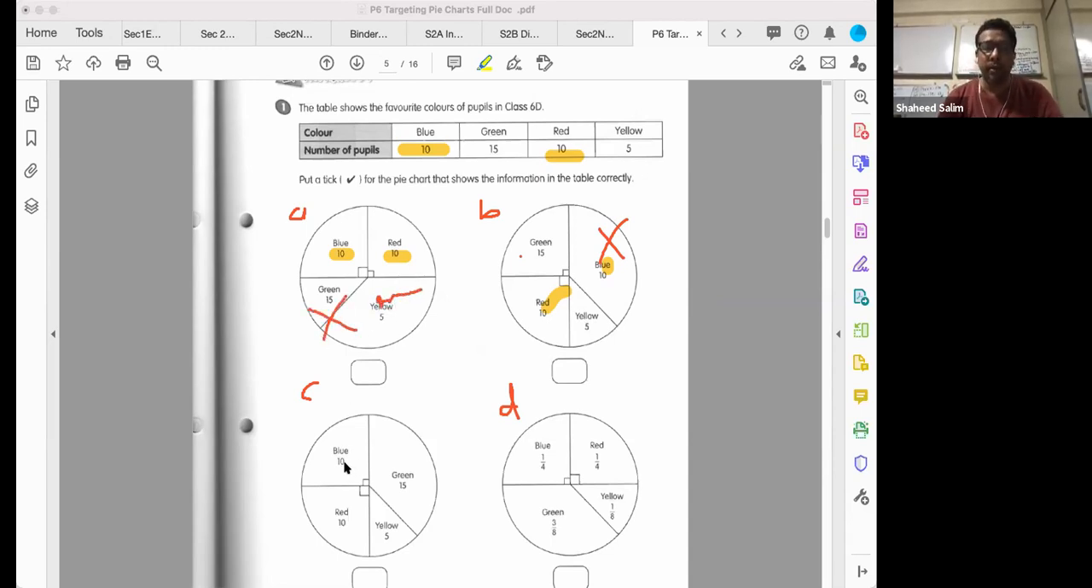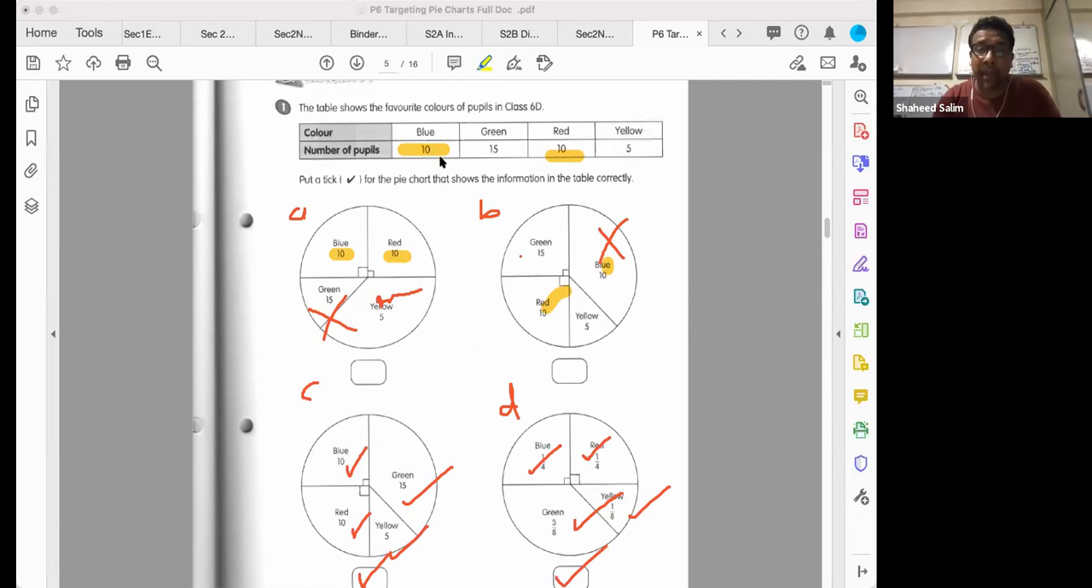Now down here, blue and red 10-10. Okay, green 15. This one, yes, possible. Yes, this is correct. C is correct. Down here, quarter. Yellow 1/8. This one, yes, correct. Well done. Congratulations. But how do you know this is 1/8? See, the size is the same.